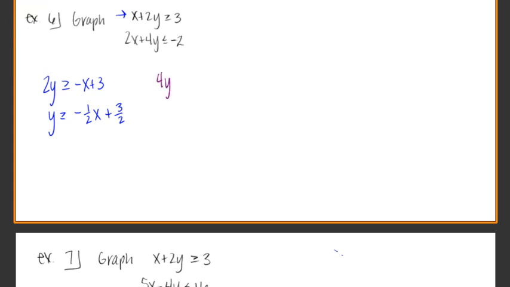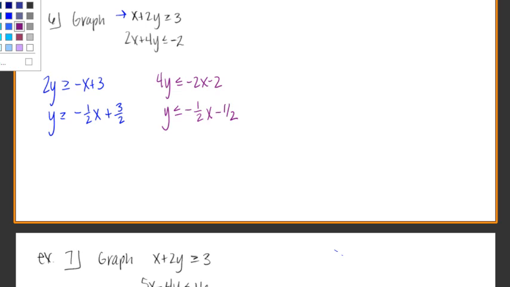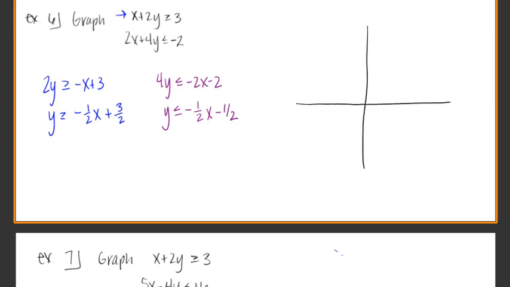So we have 4y is less than or equal to negative 2x minus 2, or y is less than or equal to, divide by 4, negative 1/2 x minus 1/2. Okay, now let's go over here to the right and graph these two things. Let's get some x values and some y values. Both of these are solid lines, because we have the or equal to parts on both of them.